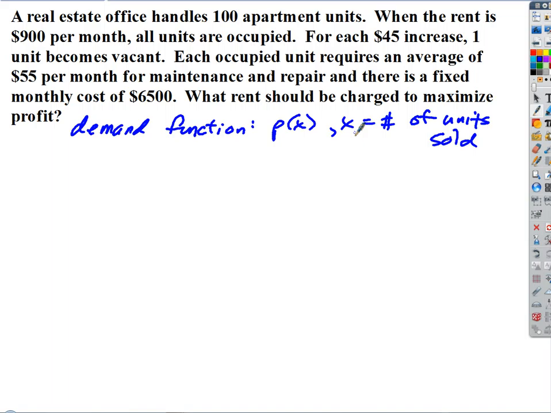Revenue's money coming in, right? So it's like what you charge times... Yeah, it's just a product of the two, isn't it? Yeah. Right. So revenue is just going to be... So revenue just equals xp, right? Okay, but we need to come up with what the demand function is.